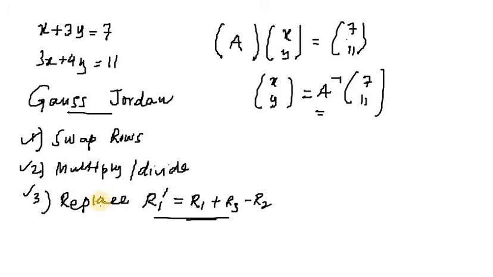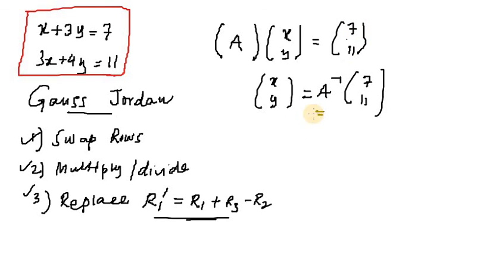So let us see step by step how you can solve a system of linear equations, as well as find the matrix inverse. Let us start from these equations that I have already written. If you solve these equations on your own, you will see the solutions are x equal to 1 and y equal to 2. Let us see how we can arrive at these solutions using the Gauss-Jordan method.